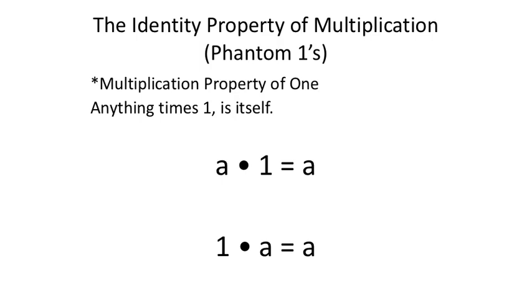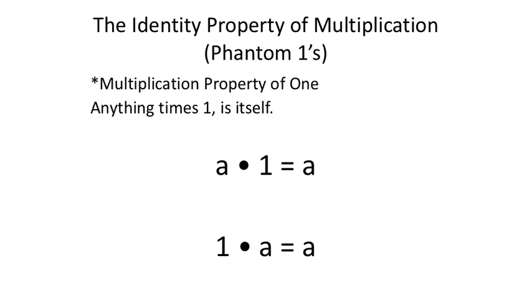Property for multiplication, the identity property of multiplication. Now we remember there is an identity property for addition as well. With multiplication, like we see in this slide, this is phantom ones.